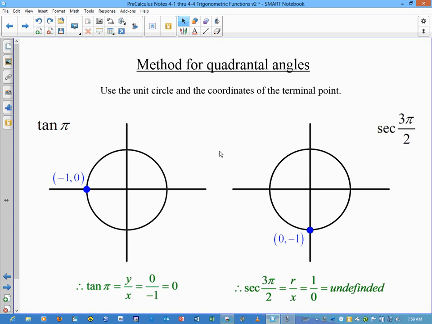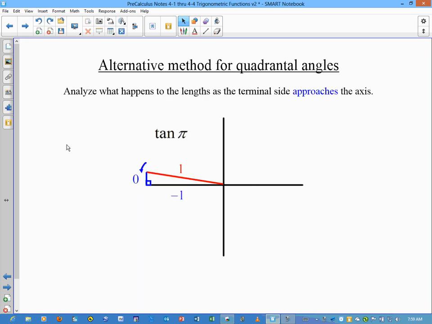Now, this is the method I like. It's quick and easy. I also like to use the graphs of sine and cosine, but we'll see that a little later down the road. But from here on out, I am going to give you some optional topics, some other ways to look at it. Give you an alternative way.